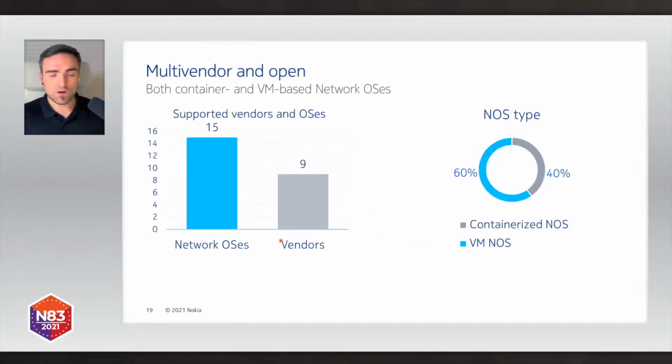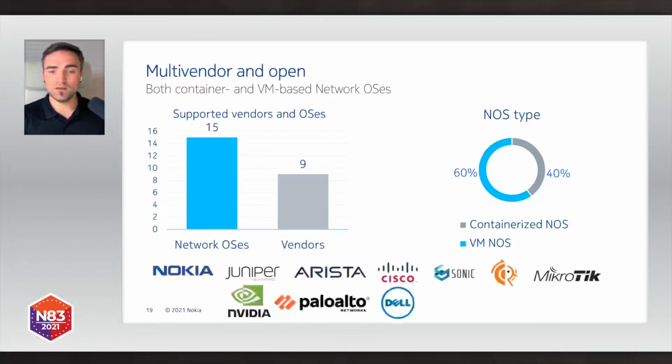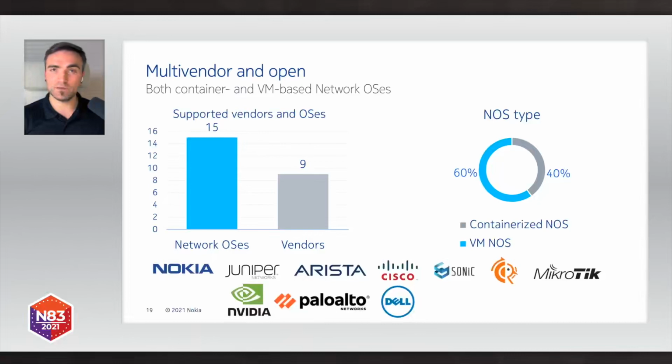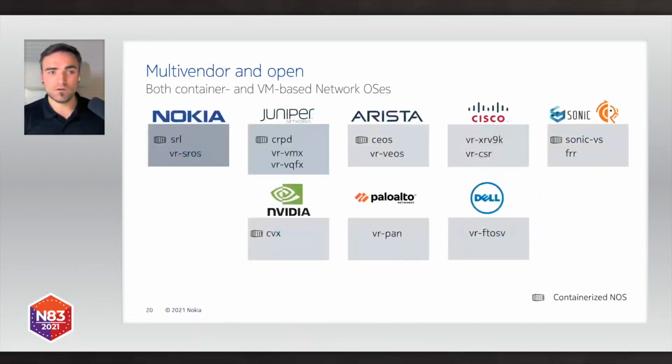Okay, we just saw a lab which consists of containerized network operating systems. That is the prime thing for ContainerLab. But we not only have containerized operating systems that we support. Currently, we have 9 different vendors and 15 different operating systems, out of which 60% are actually VM-based nodes, and only 40% of them are containerized nodes. So that means that we can run not only containerized network operating systems, but VM-based ones as well. So here I show the kinds that correspond to each vendor and the operating system that we support.